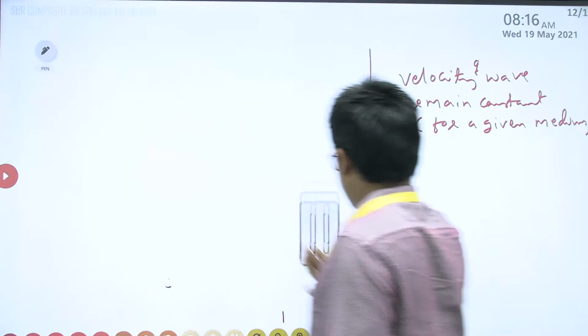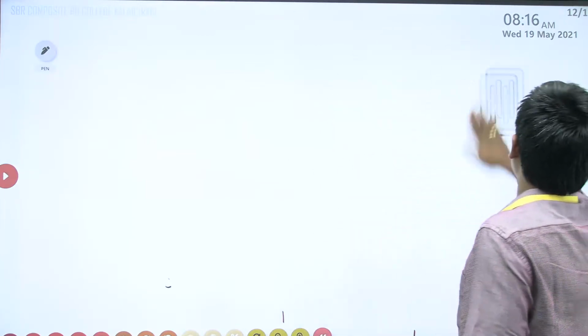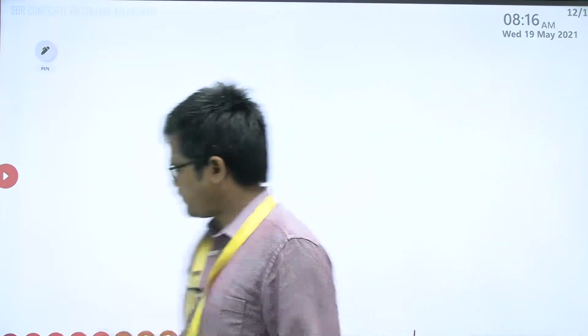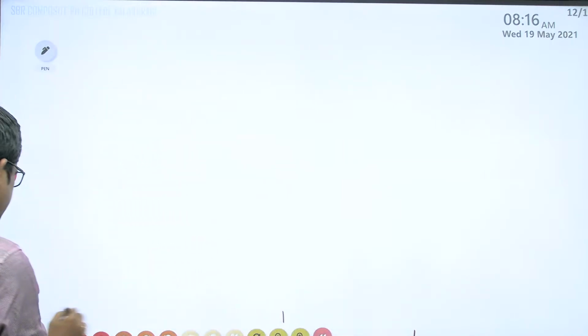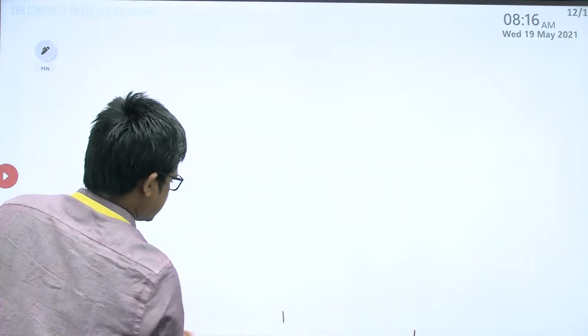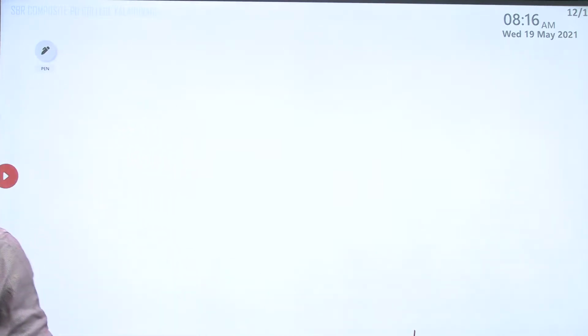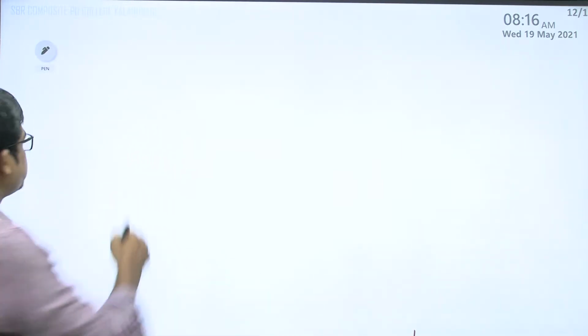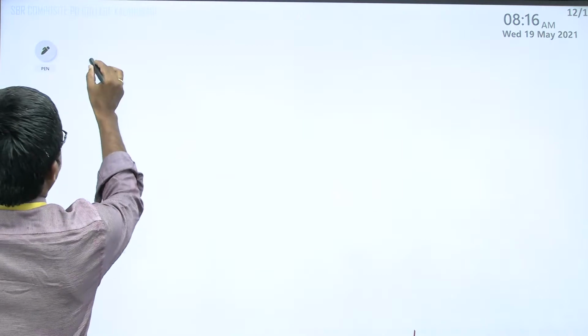Now we will see the speed of a transverse wave in a stretched string. Speed of a transverse wave in a stretched string.